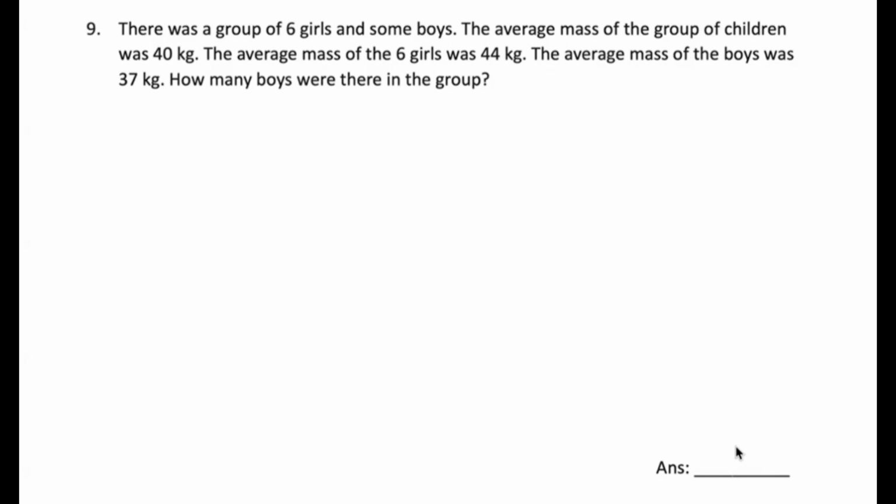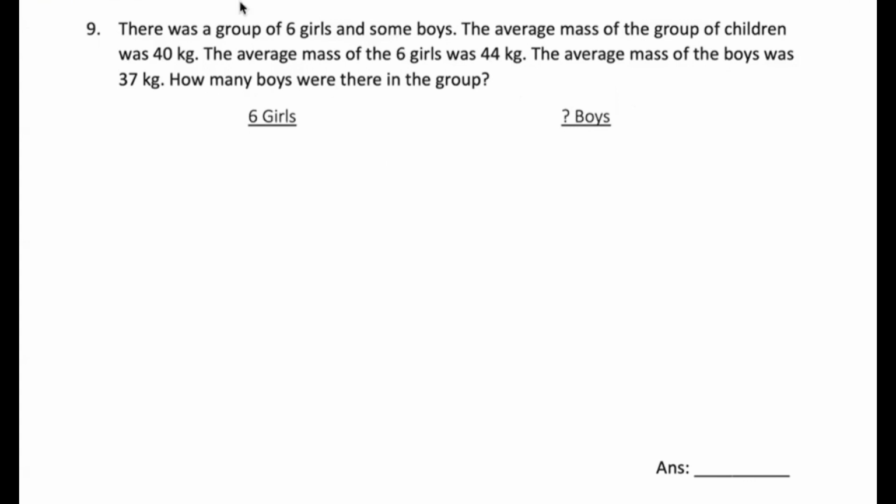Okay, listen. The average mass of a group of children is 40 kilograms. The average is given. Can you find the total mass of the children? You can't, because you do not know the number of children, right? The average mass of 6 girls is 44 kilograms. Given the average, I can find the total because I know the number of girls. 6 girls and some boys. I don't know how many boys, okay? 6 girls and some boys.